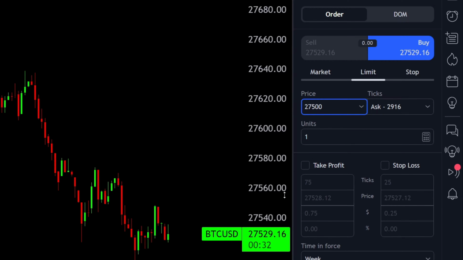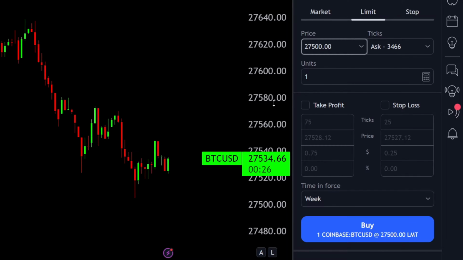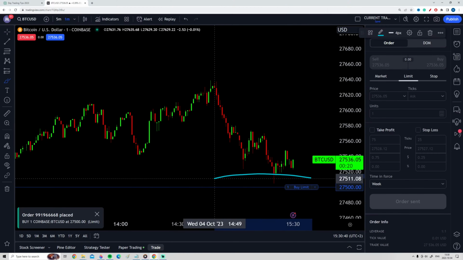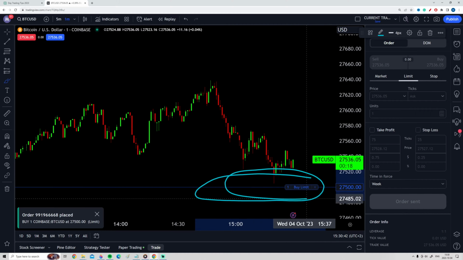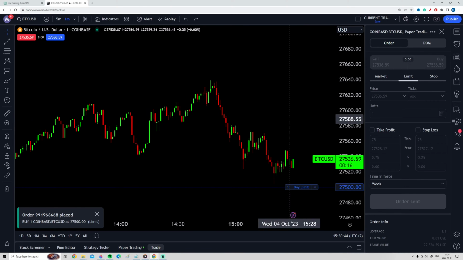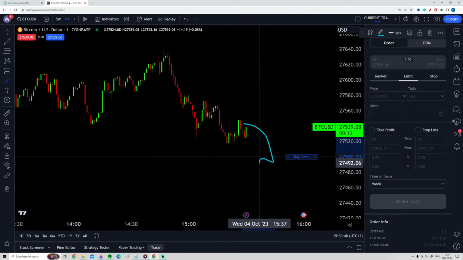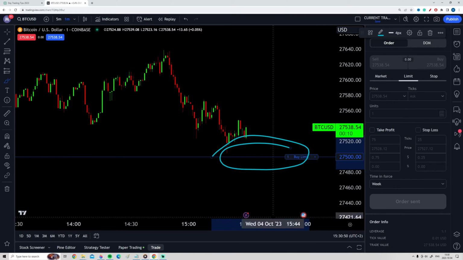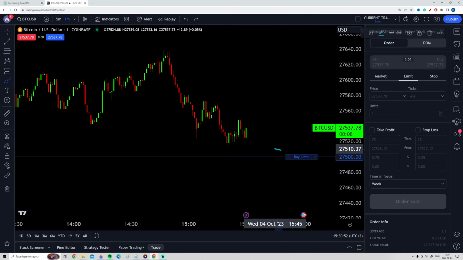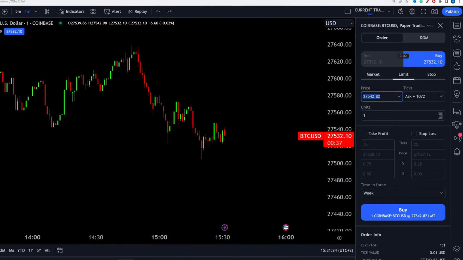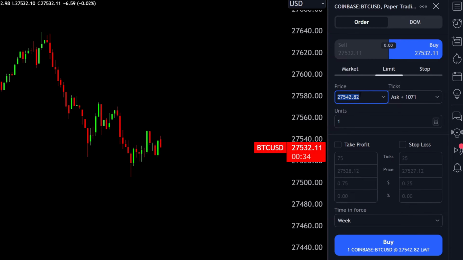27,500. Right now, as we're speaking, you can see that we are trading at 27,530. But let's place this order right here. And you can see that our buy limit order appeared here on the chart. What this means is that when or if the price comes down to this level right here, 27,500, then we will buy the asset. But now I want to show you guys what happens if we set a buy limit order above the current price.